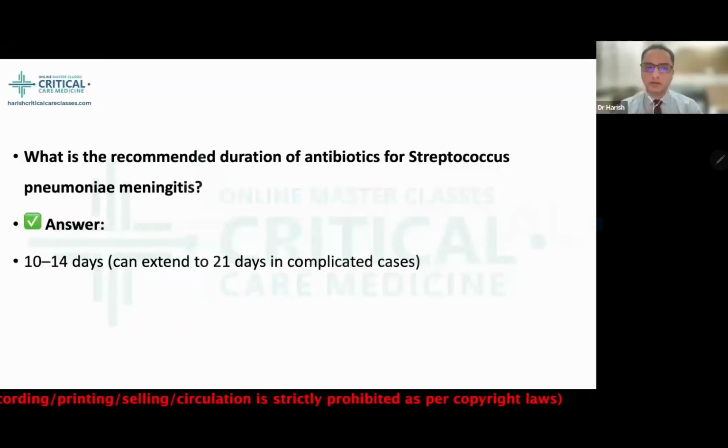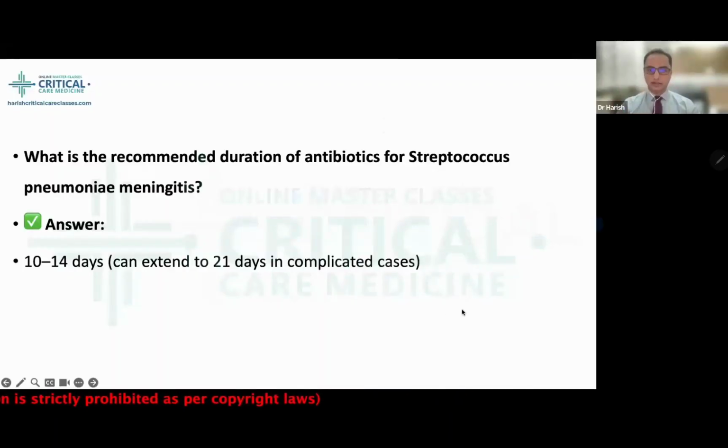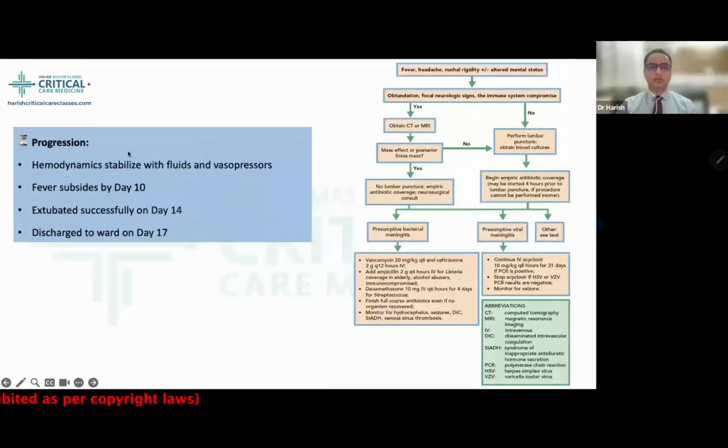What is the recommended duration of antibiotics for streptococcal pneumoniae meningitis? It is around 10 to 14 days, and can extend up to 21 days in complicated cases. In our patient, he is hemodynamically stabilized on further therapeutic continuation. Vasopressor weaned off, fever subsided by day 10, he was extubated on day 14, and in the next 3 days he was shifted to the ward, that is on day 17.